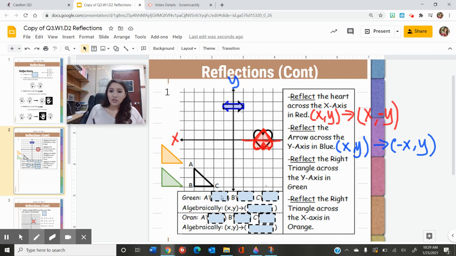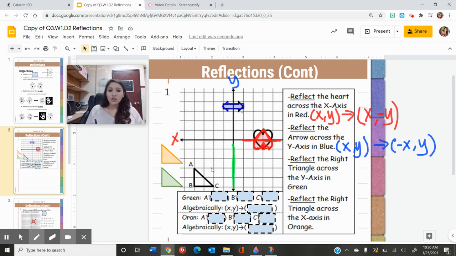Okay, so now let's go ahead and go on to the next. Here it says reflect the right triangle across the y-axis in green. So here is our y-axis, so that is our point of reflection. Again, what I want to do is count how many each of my coordinates is away from my point of reflection, and then I'll know how many points I need to reflect it across.